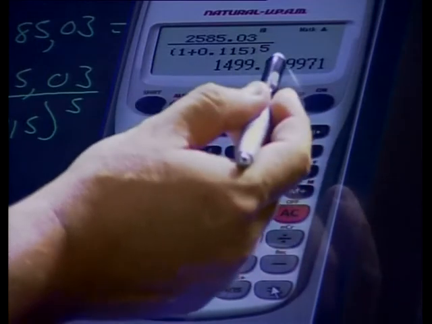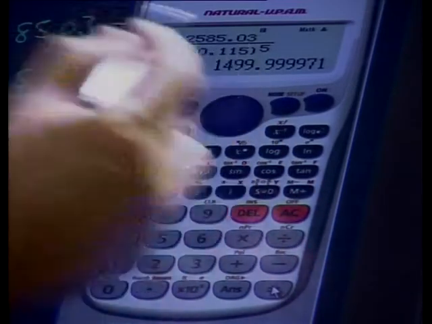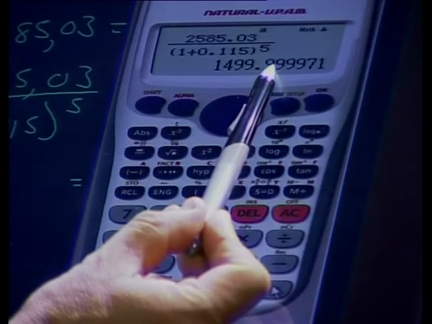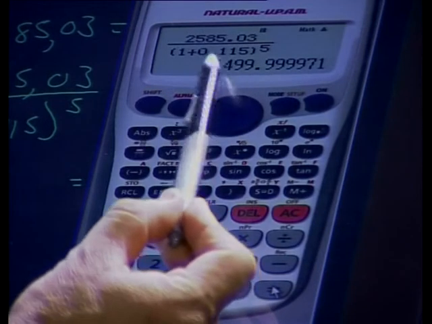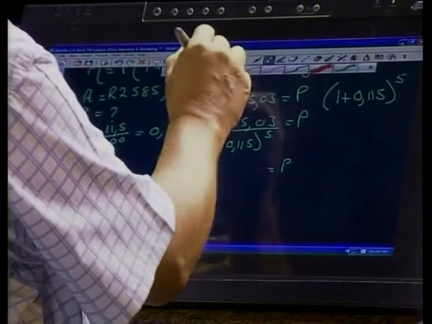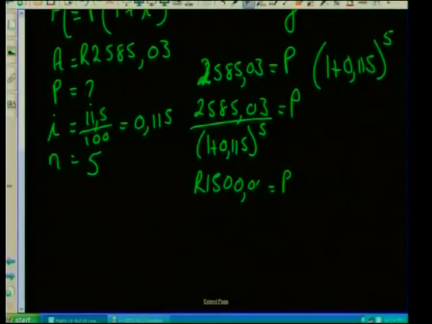1,499,9999. When we round it, it's going to knock everything up. What's that going to round to? Round to 1,500 Rand. Can you see that? That 9 makes that 9 go up 1, which makes that 9 go up 1, which makes that 9 go up 1, which makes that 9 go up 1, which makes that 4 go up 1. So my answer is 1,500 Rand. So that's how much I'm investing to be able to get a total of 2,585 Rand. Okay, now we're going to do something very different here.